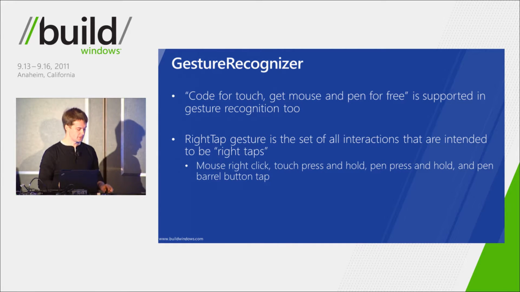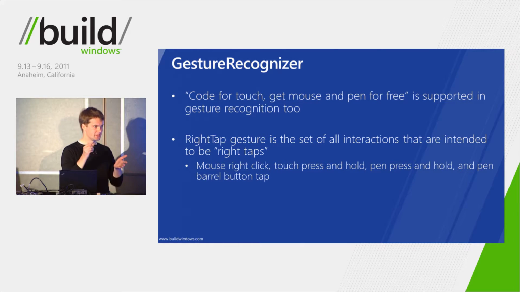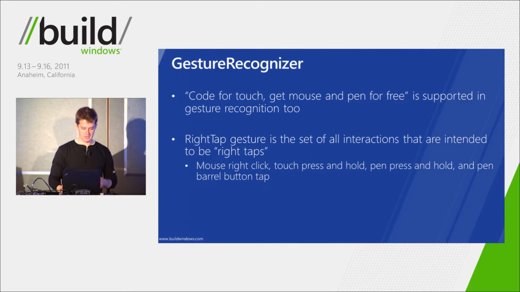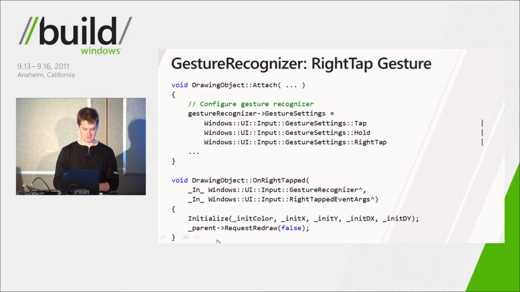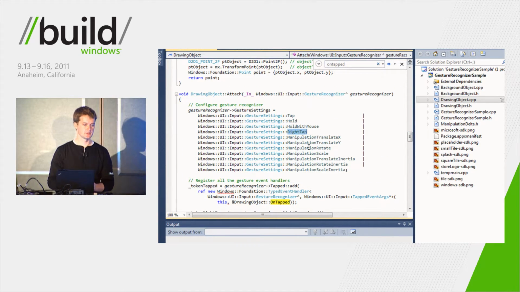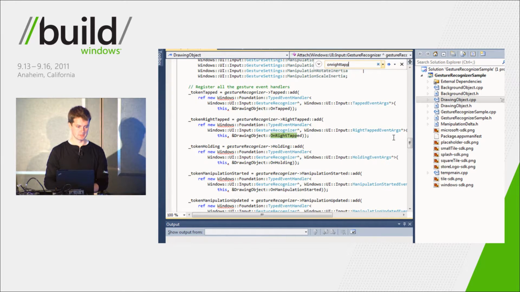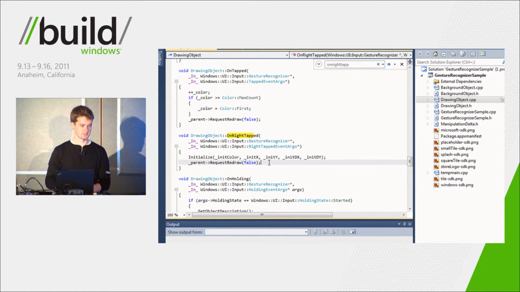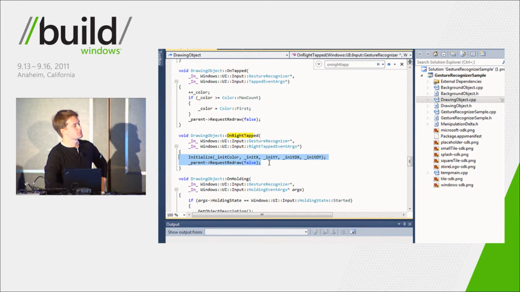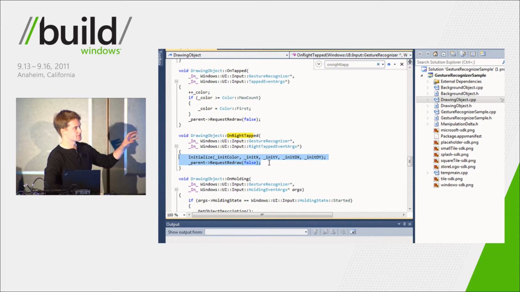You don't need to know what the property for the barrel button is and check whether it was a good tap or anything like that. We do all of that logic for you internally in the gesture recognizer. And let's look at an example of handling that. So back over to Visual Studio. Let's go back to Attach. And you can see that we're listening for right tap as one of the gestures we want. And then on right tapped, which seems sort of grammatically odd, but that's what we named it, we just reinitialize the tile and request a redraw. So reinitializing it both resets it to its original color and bounces back to its original position.